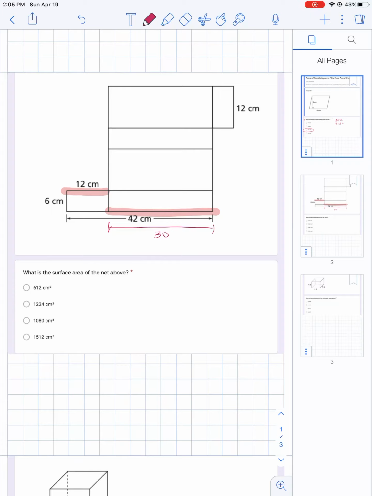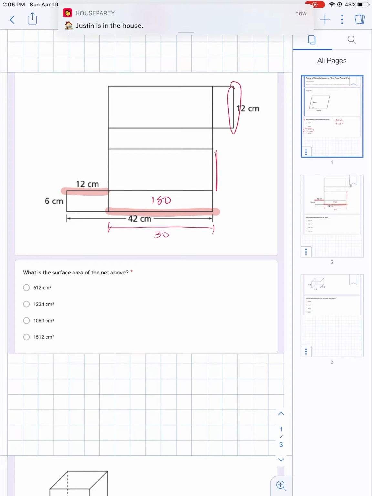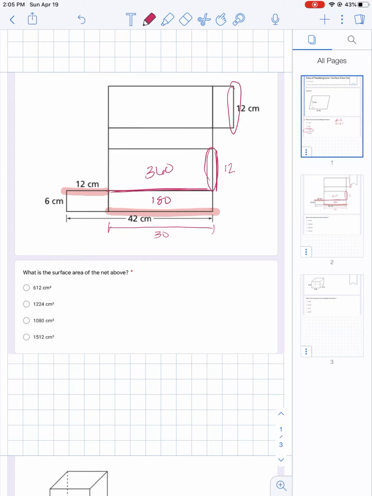So this one right here at the bottom, we know that the length is 30 and the height is 6. So 30 times 6 is 180. This one right here is a little tricky too. It doesn't really clearly tell you that it's 12 centimeters. However, if you imagine folding all of these together, you could see that this would fold over and touch right here, which tells me that this is 12. So 12 times 30, which we have right here, 12 times 30 is 360, right?